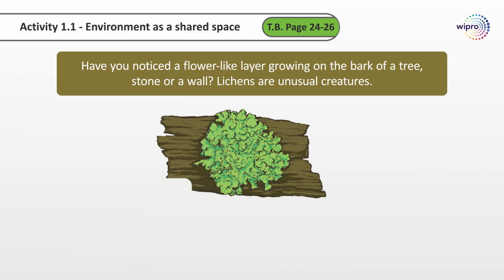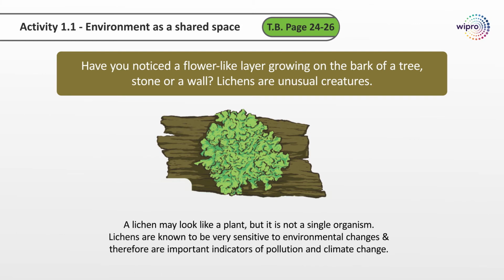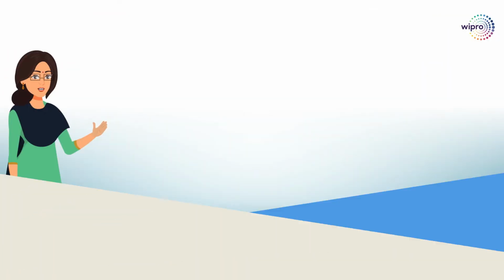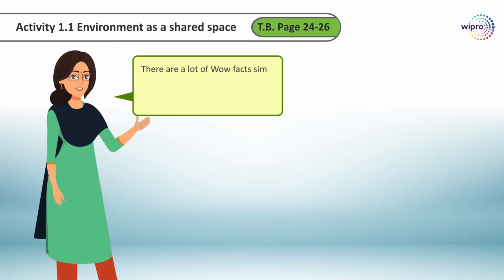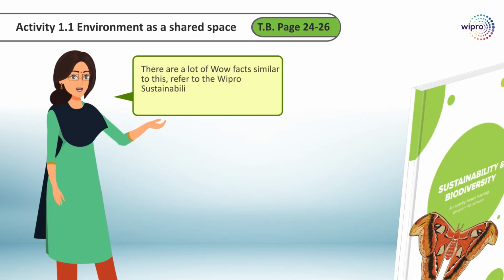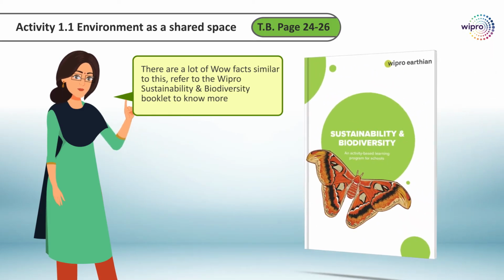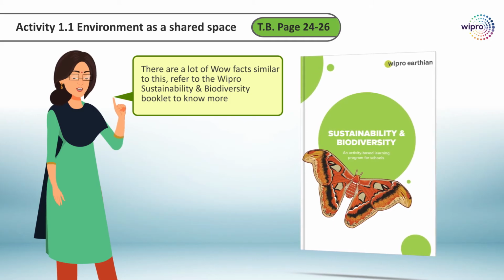Lichens are unusual creatures. A lichen may look like a plant, but it is not a single organism. Lichens are known to be very sensitive to environmental changes and therefore are important indicators of pollution and climate change. There are a lot of wow facts similar to this. Refer to the Wipro Sustainability and Biodiversity booklet to know more.